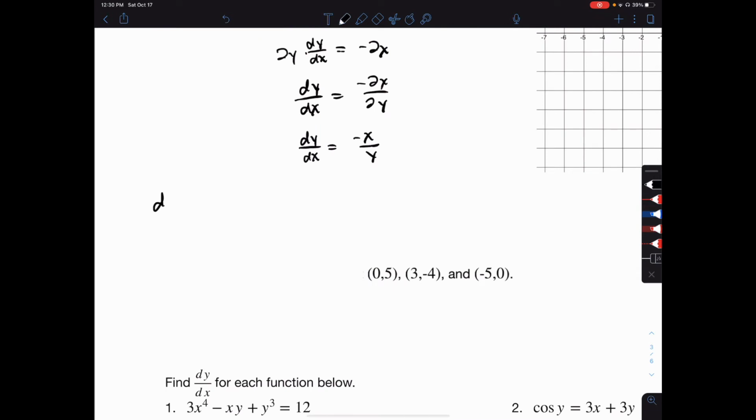This is the proper notation. dy over dx evaluated at, this vertical bar means evaluated at, 0 and 5. We're going to put 5 in for the y value, we're going to put 0 in for the x value. It will be negative 0 over 5, which is 0.